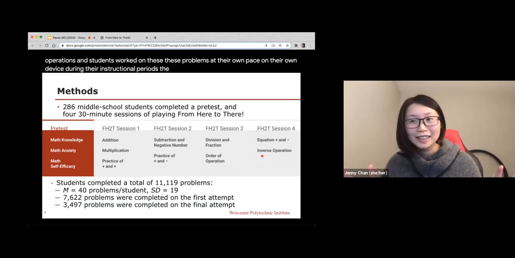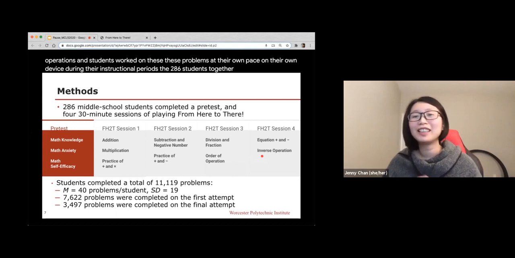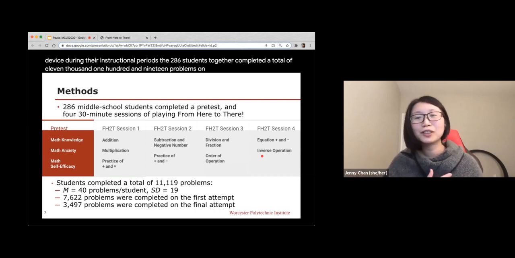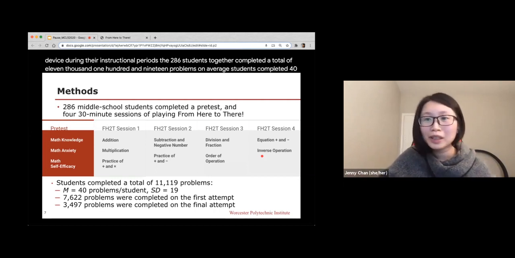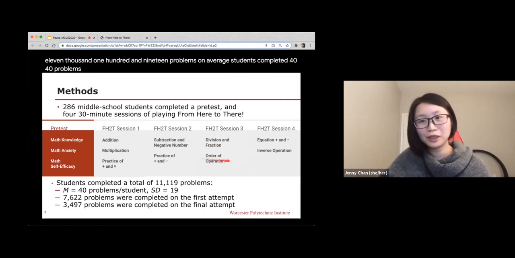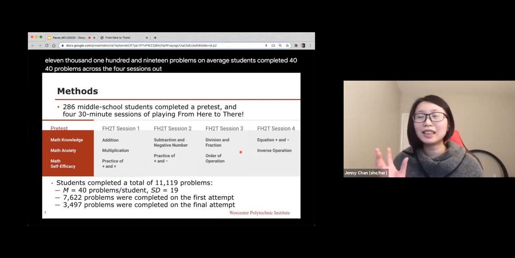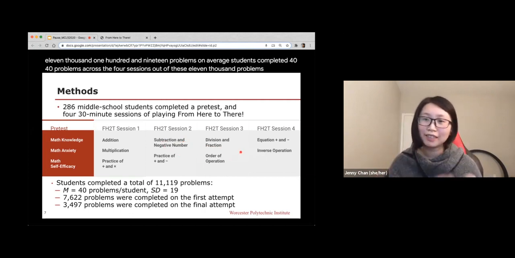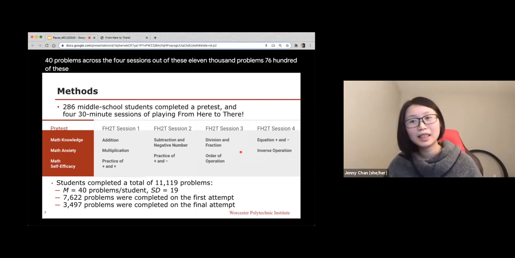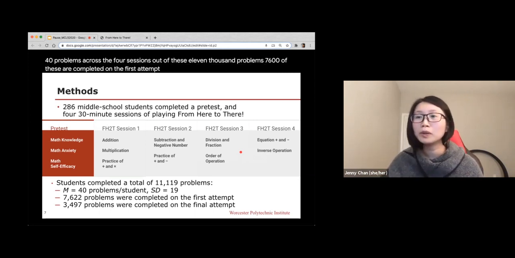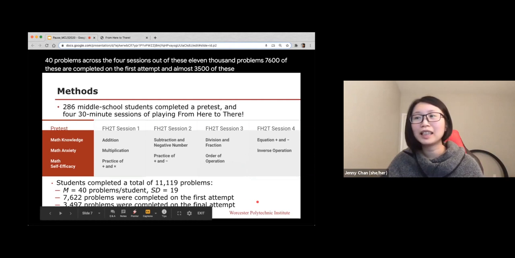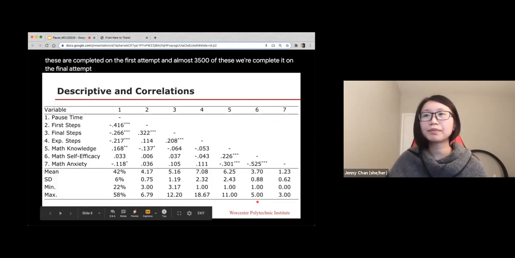The 286 students together completed a total of 11,119 problems. On average, students completed 40 problems across the 4 sessions. Out of these 11,000 problems, 7,600 of these were completed on the first attempt, and almost 3,500 of these were completed on the final attempt.